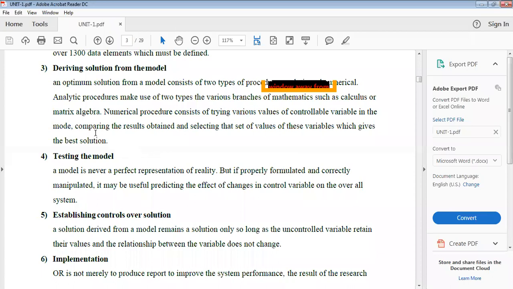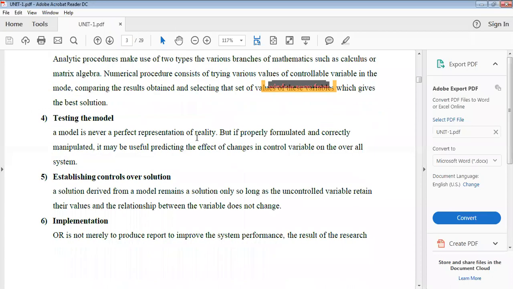Next, testing the model. The model is never a perfect representation of reality. If you solve any particular model, it is nothing but a representation; it does not give the actual figures, but it is representative. It is nothing but a prediction, we can simply say. Again, you have to implement it strictly, depending on the available resources. You have to strictly follow the procedures or take precautions to improve the production.